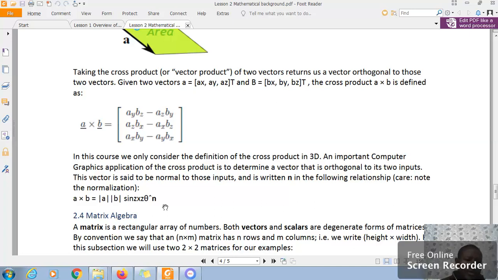Next video we will look at matrix algebra, so that you can appreciate the relationship also. There is a close relationship between matrices and vectors. So we have learned vectors. Now next we look at matrices. Thank you.